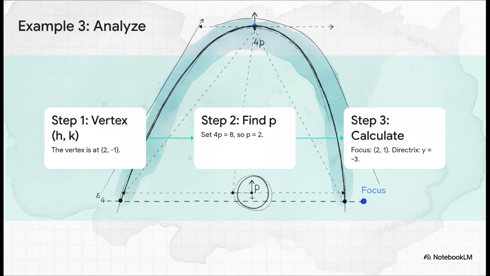Next, find p. We set 4p equal to that 8, which means p equals 2. Because the x term is squared and p is positive, we know it opens up. Now we just calculate. The focus is at h, k plus p, which is 2, negative 1 plus 2, or 2, 1. The directrix is at y equals k minus p, which is y equals negative 1 minus 2, giving us y equals negative 3. It just goes to show the same logic works perfectly even when the parabola is shifted around.